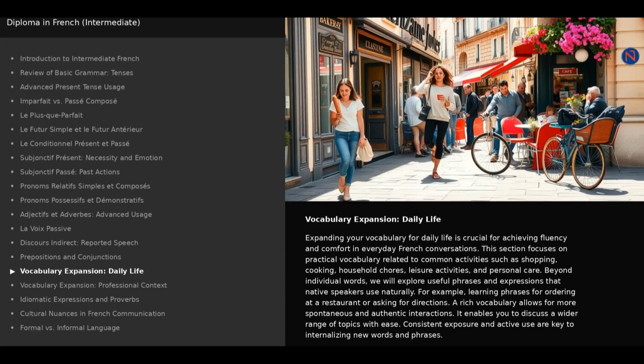A rich vocabulary allows for more spontaneous and authentic interactions. It enables you to discuss a wider range of topics with ease. Consistent exposure and active use are key to internalizing new words and phrases.